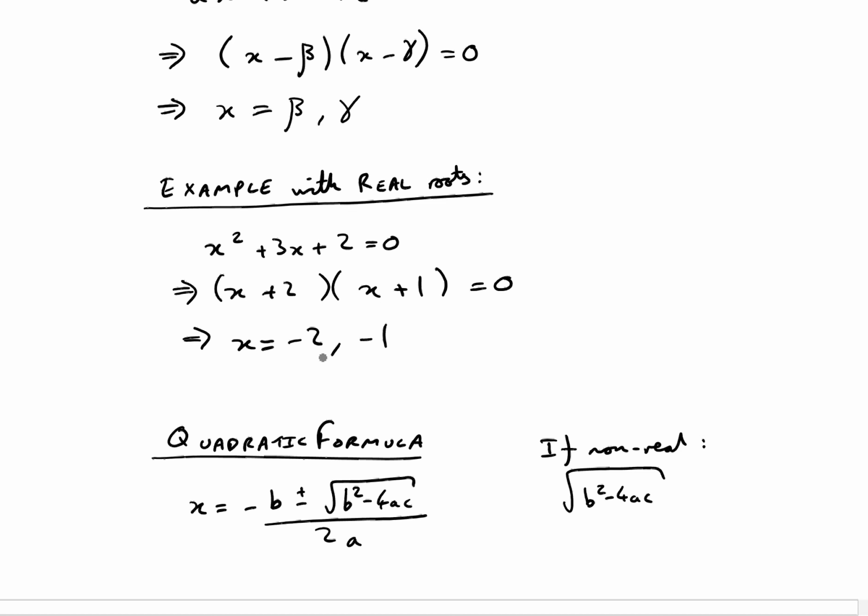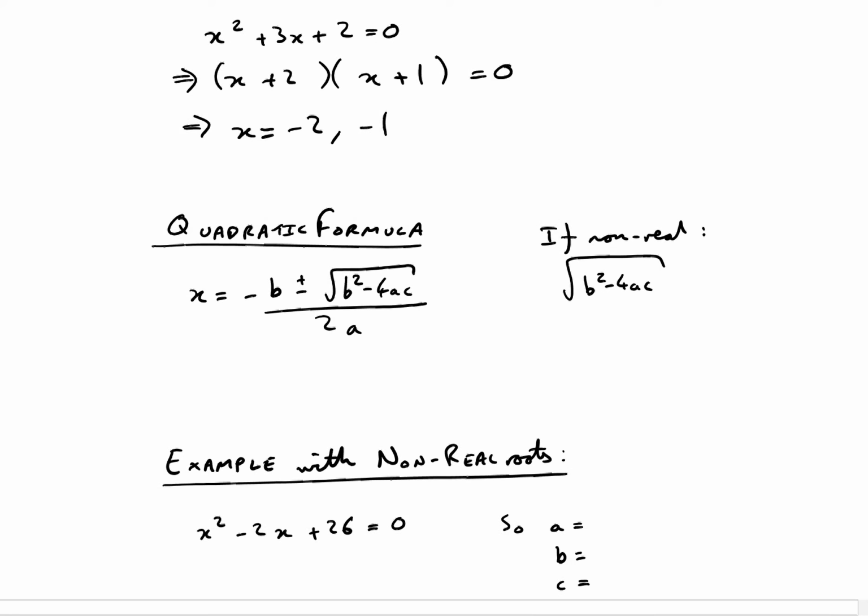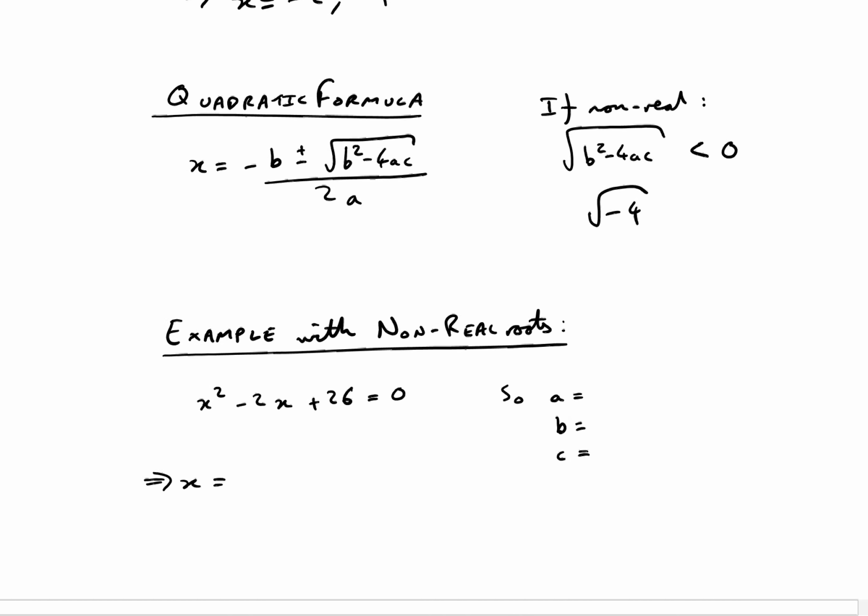Now remember, if it doesn't factorise into nice little brackets, then you have got a backup, and it will always work, and that is your quadratic formula. Here's your quadratic formula. If the roots are real, then this square root here, called the discriminant, is going to be either equal to 0 or greater than 0. If it's non-real, it's going to be less than 0, because effectively you're going to take the square root of a negative number, which you can't do. There's no real number which is the square root of a negative number. Say, if it's the square root of minus 4, you can't do that because it's less than 0, so it's going to be imaginary.